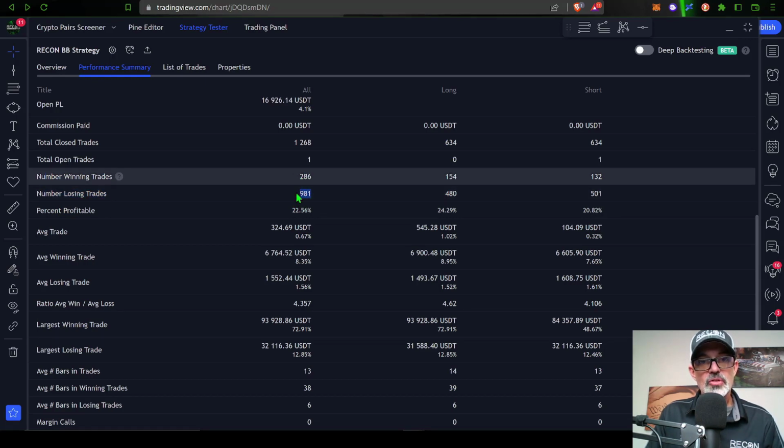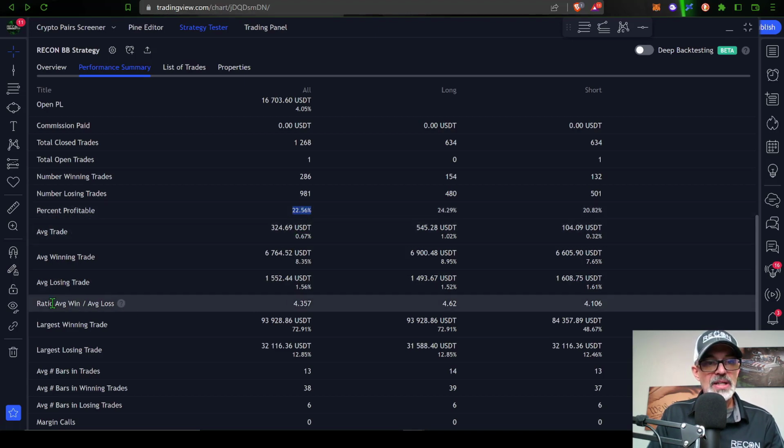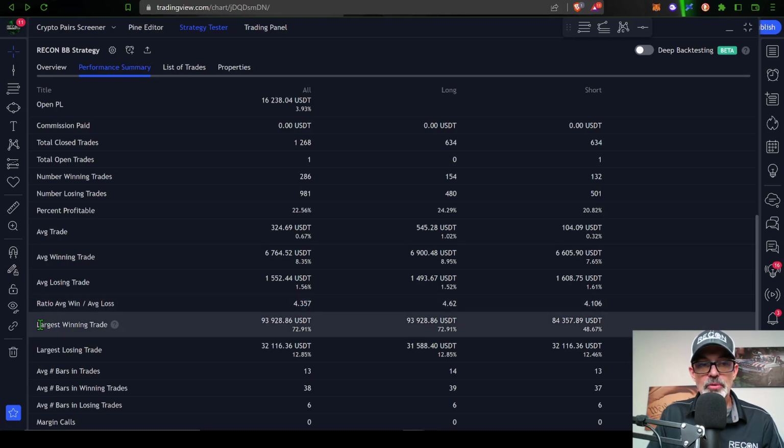And so you can see that the strategy has a higher loss versus win rate, which gives you a percent profitable of only 22.5%. Now, some of you might be wondering, how can this strategy be profitable if it's only right 22.5% of the time? And if you jump down here to your ratio average win versus loss, you can see you have essentially a risk versus reward ratio of 1 to 4. And when you have a 1 to 4 risk versus reward ratio, you don't have to be right very often to be very profitable.